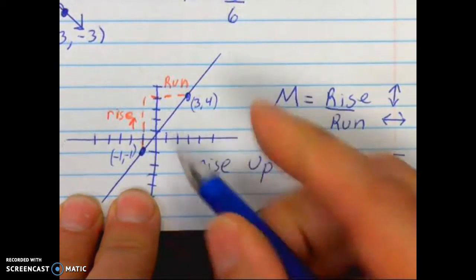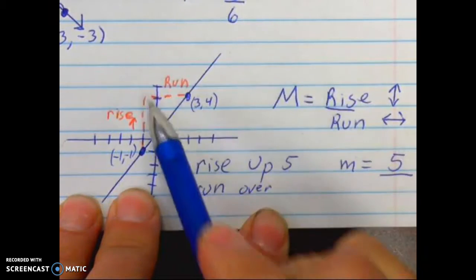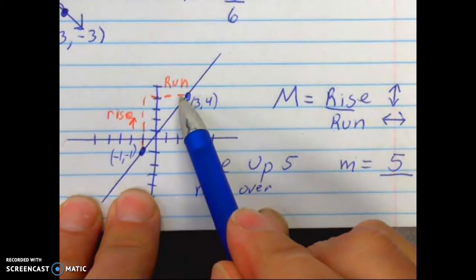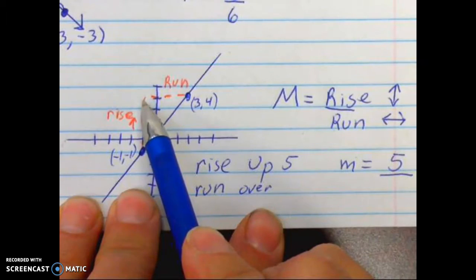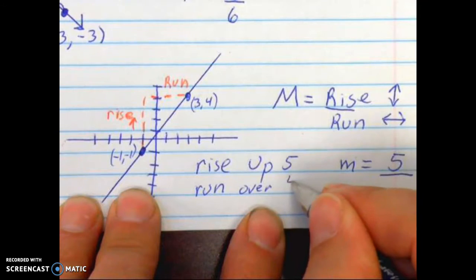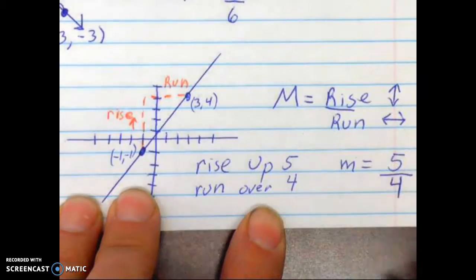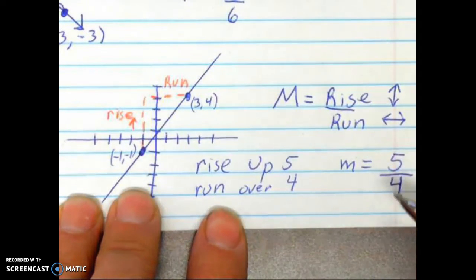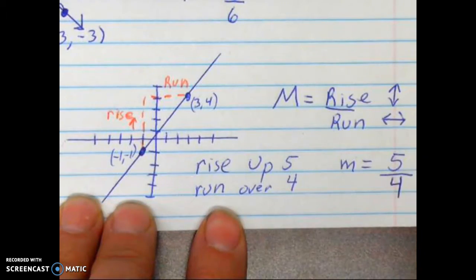And then my run over, I'm going to run over, let's see, starting here, 1, 2, 3, and 4, right? So we started back here, so it's 1, 2, 3, 4. And so I ran over 4, and that goes on the bottom. So the slope for this one is 5 over 4. So you see how 5 over 4 isn't a point, it's our direction. It tells us how steep this is.